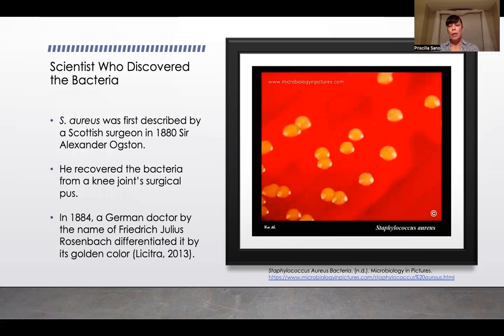The scientists who discovered the bacteria. So S. aureus was first described by a Scottish surgeon in 1880 by the name of Sir Alexander Ogston. He recovered the bacteria from a knee joint's surgical pus from a patient, and he described it as looking like grape bunches. In 1884, we have a German doctor by the name of Friedrich Julius Rosenbach, and he differentiated it by its golden color, which is shown in this visual.